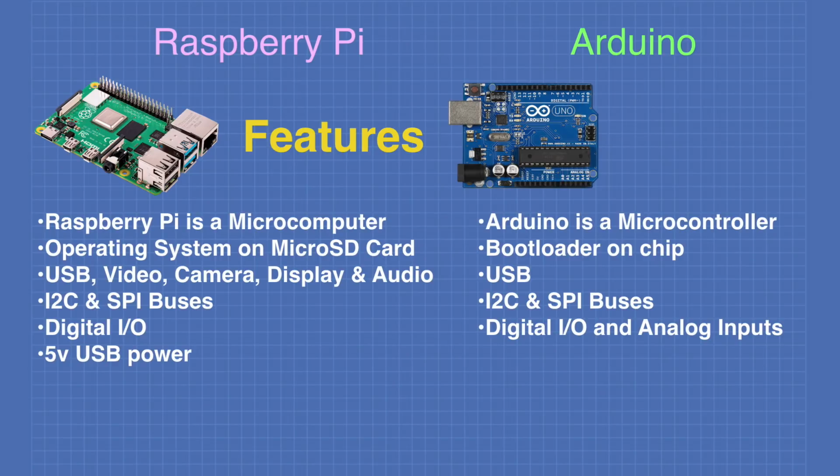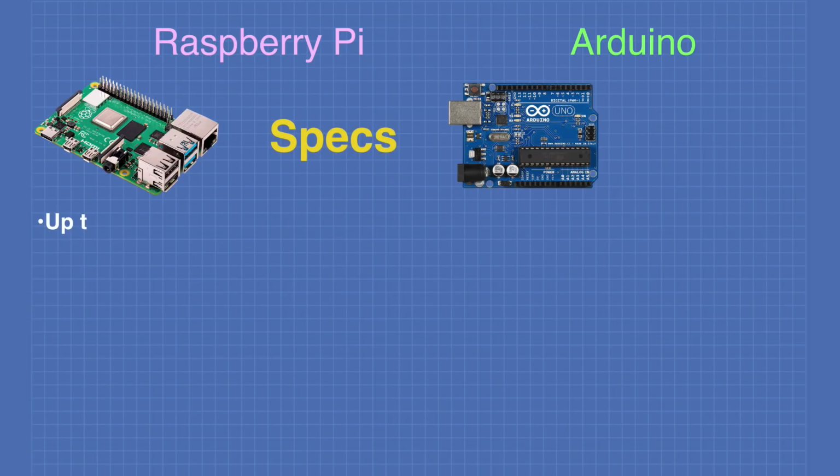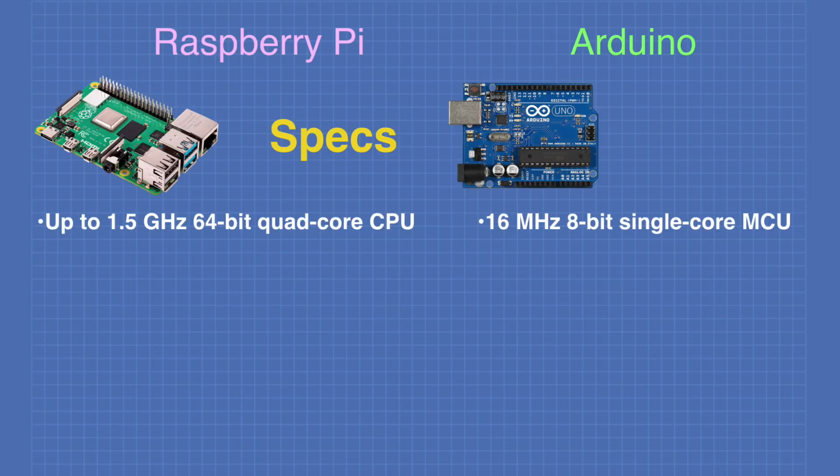The Raspberry Pi runs on 5-volt USB power. Most Arduinos run on 5-volt USB, as well as a second power connector that can accept 8 to 20 DC volts. The Raspberry Pi is a commercially patented product. The Arduino is an open source design. Some models of the Raspberry Pi use up to a 1.5 GHz 64-bit quad-core CPU. The Arduino AVR-based microcontrollers use a 16 MHz 8-bit single-core microcontroller unit.